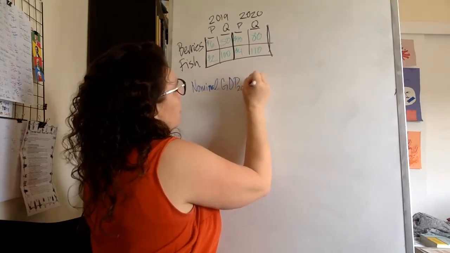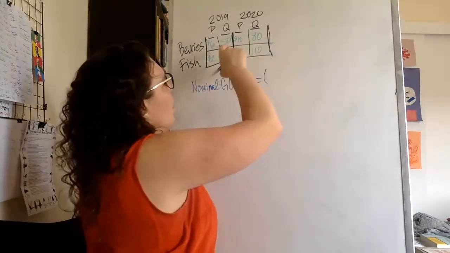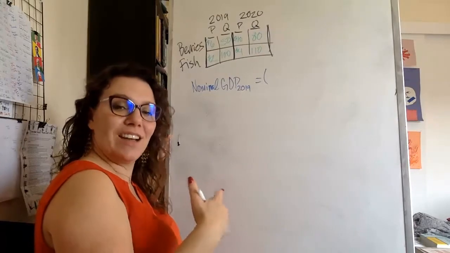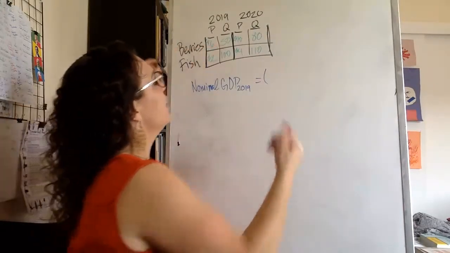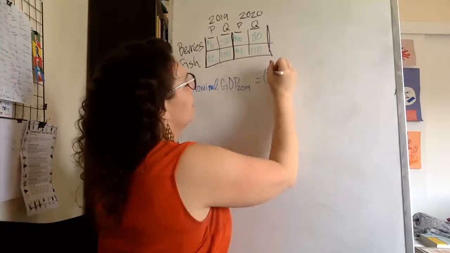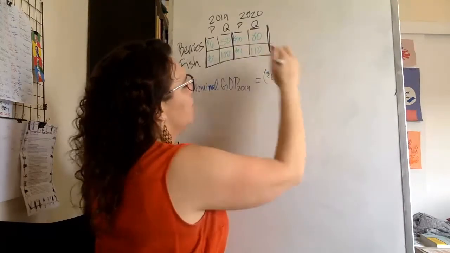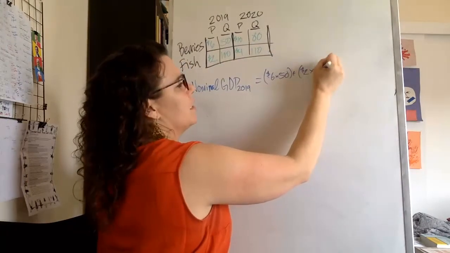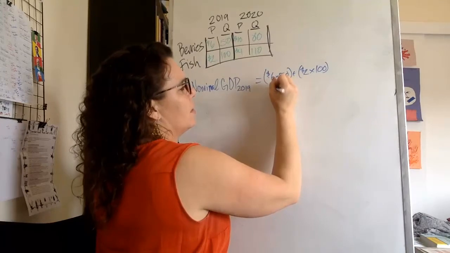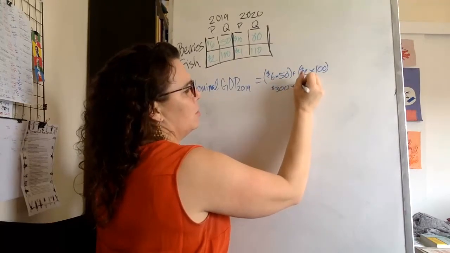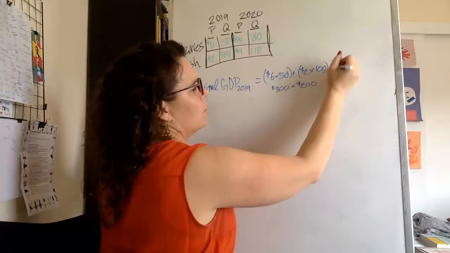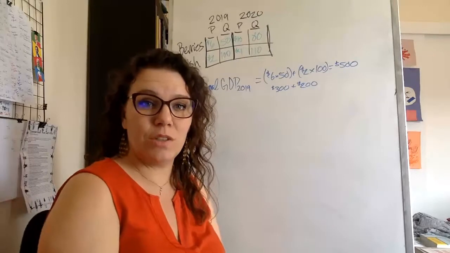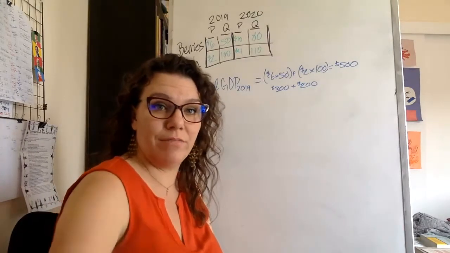GDP for 2019 is equal to the total market value of all final goods and services produced within this economy within the period of time. So in 2019, we have the market value of berries is $6 times the quantity is 50 plus the market value of fish is $2 times the quantity is 100. So that gives us 300 plus 200, or a total nominal GDP of $500. So far, so good. Kind of straightforward, right?